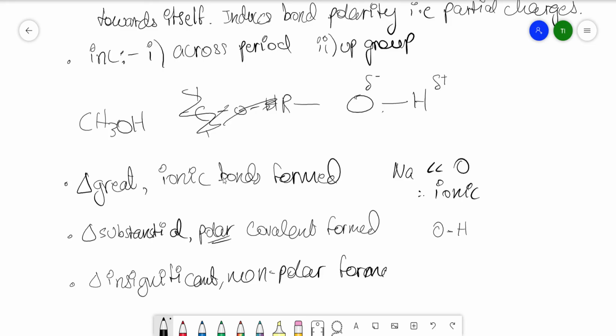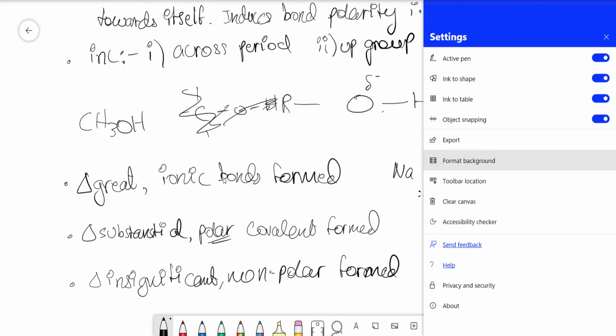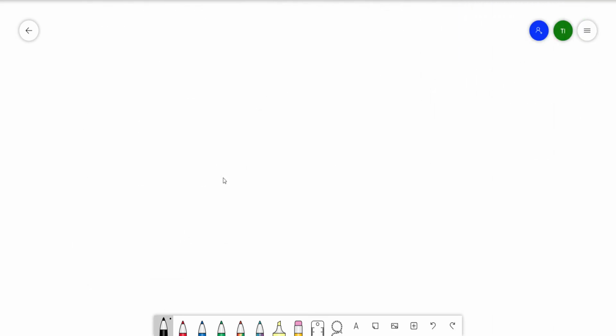And perfect examples are when diatomic molecules are formed, like H2. Because their electronegativities are very similar, the difference is insignificant, and so a non-polar covalent bond is formed. And that is exactly what bond polarity is.